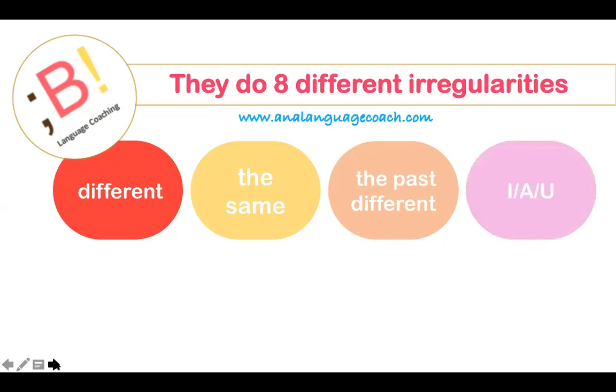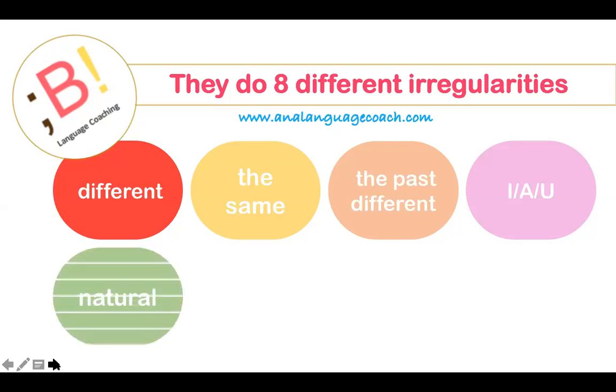Another group is the ones, I love these ones, they do I-A-U in the writing, in the spelling. So they vary the vowel. For example, in here we have sing, sang, sung. And I say sang, although it's written with U. Remember that although you write a U, it is said with an A sound. Yeah?